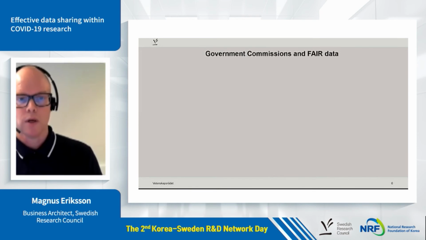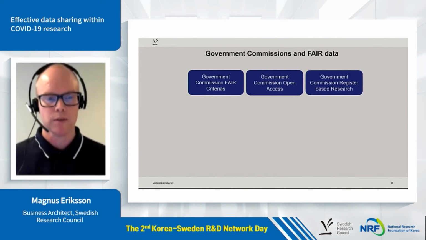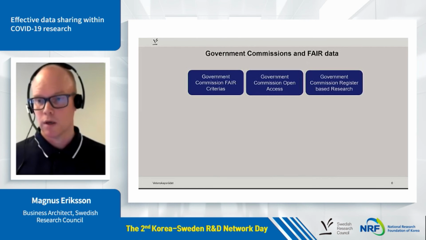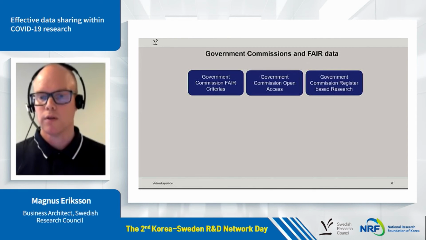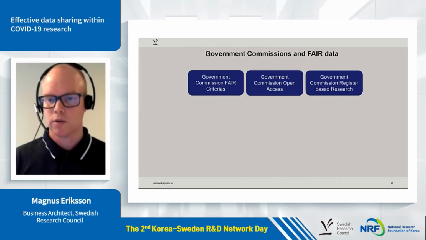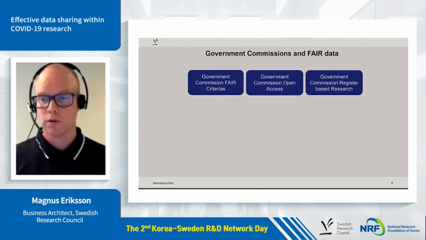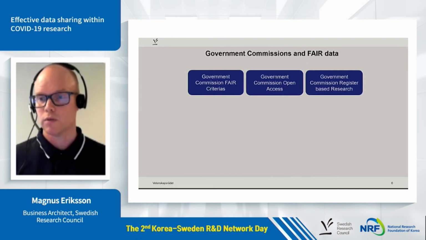Okay, so at the Swedish Research Council, we have gotten three government commissions that relate to FAIR data. The first one was a couple of years ago, and we have delivered that one. It was a government commission to establish FAIR criteria to measure the progress of the open science towards an open science ecosystem. And that was kind of the starting point, although the one mostly to the right was also quite early that we started to work with. That was a government commission to enhance the efficiency of data access when it comes to register-based research, and that one is still ongoing. And the one in the middle, the government commission on open access, is also ongoing, and it concerns open access to research data.